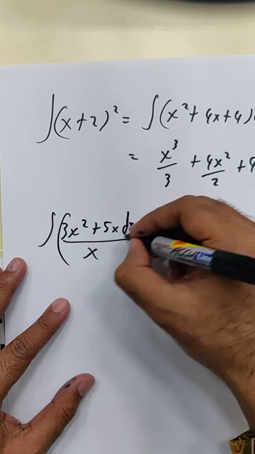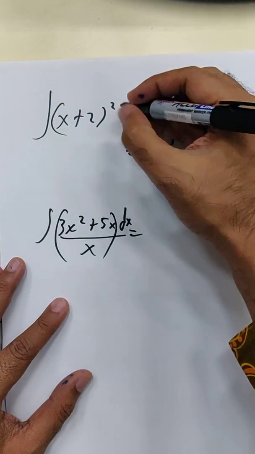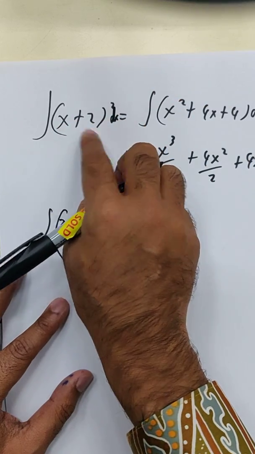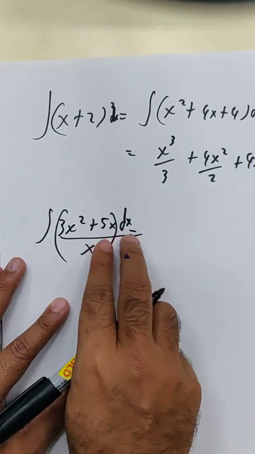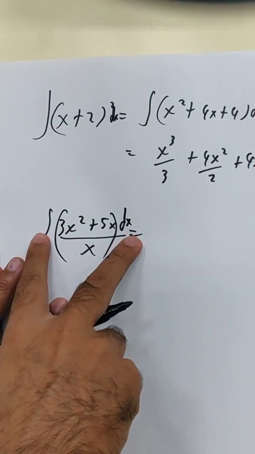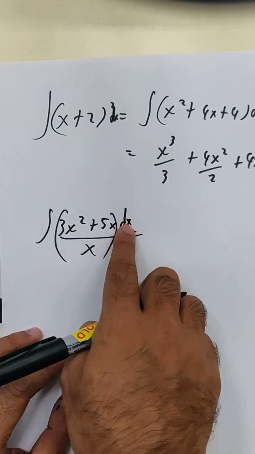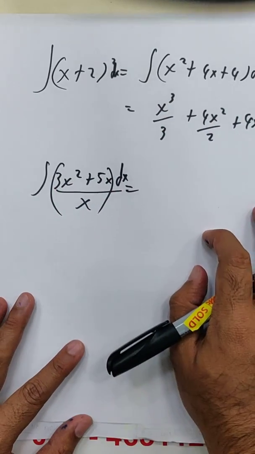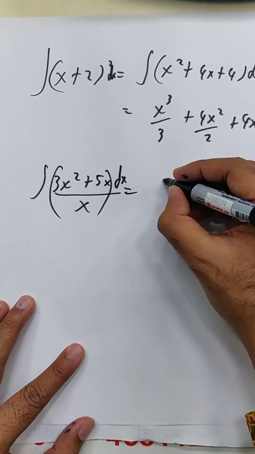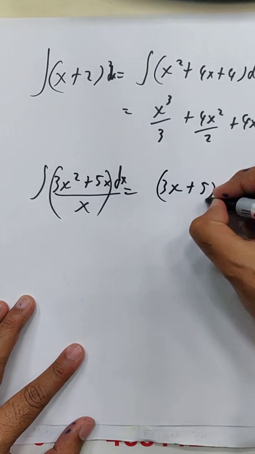Oopsie, I missed my dx. If you see my habit, I will write down a bracket for the whole thing. dx you need to write down. dx is not part of the bracket. dx is the last thing. It's the thing that squeezes them up. Okay, this thing and this thing, squeeze them up. So I get myself 3x plus 5. That's how we did just now. Nothing special.